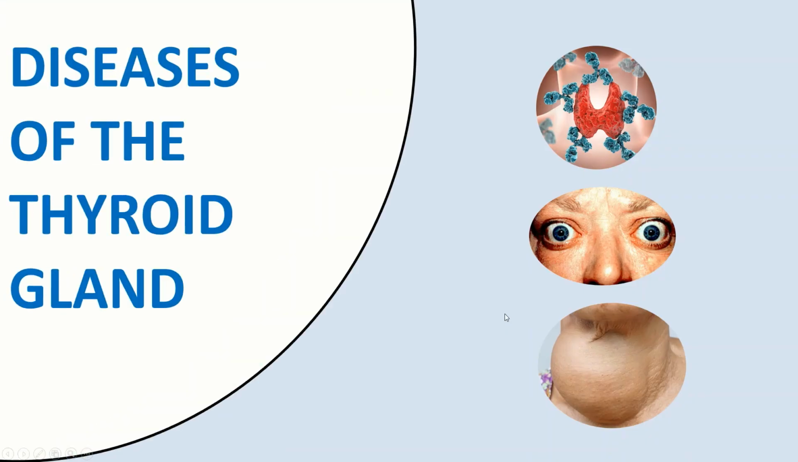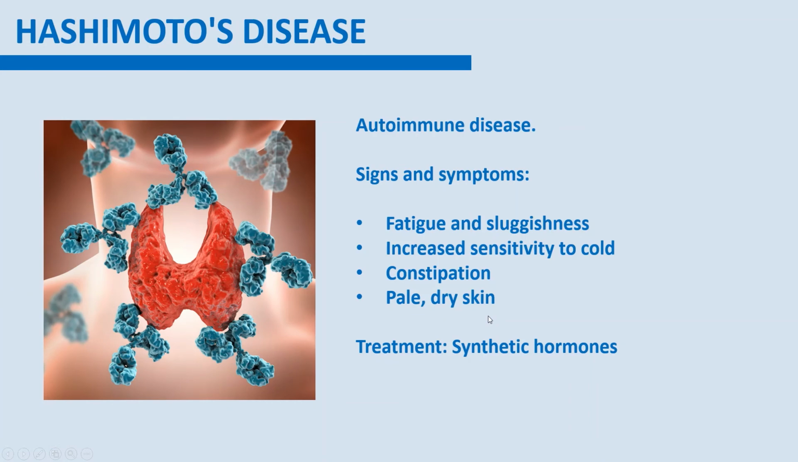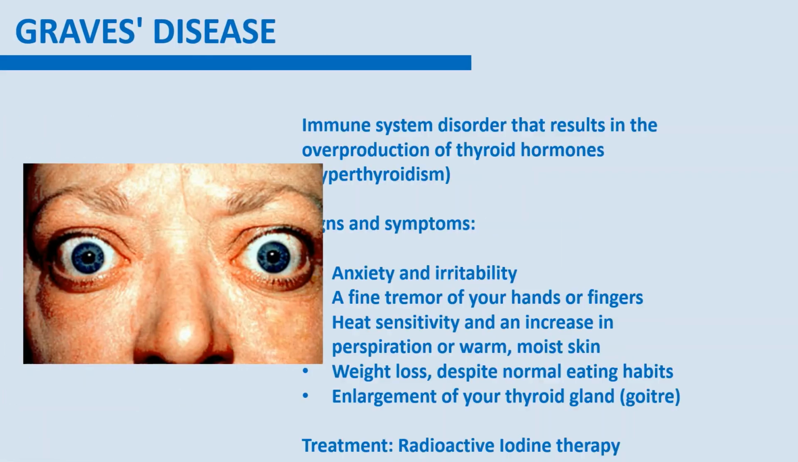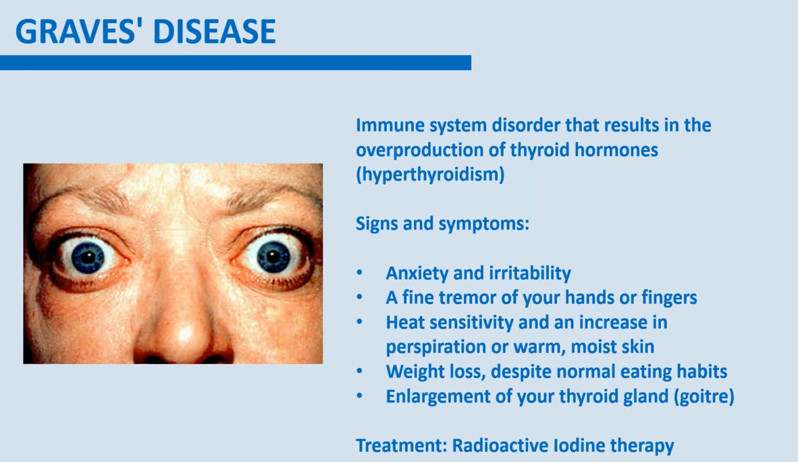Now we move to the diseases of the thyroid. Hashimoto's disease is the most common one. It's an autoimmune disease causing fatigue and sluggishness, increased sensitivity to cold, constipation, and pale eyes, and the treatment is synthetic hormones. Graves' disease is the second most common one. It is an immune disorder that causes hyperthyroidism, which gives rise to anxiety and irritability, fine tremors, heat sensitivity, increased perspiration, moist skin, weight loss despite normal eating habits, and also goiter. Treatment includes radioactive iodine therapy.